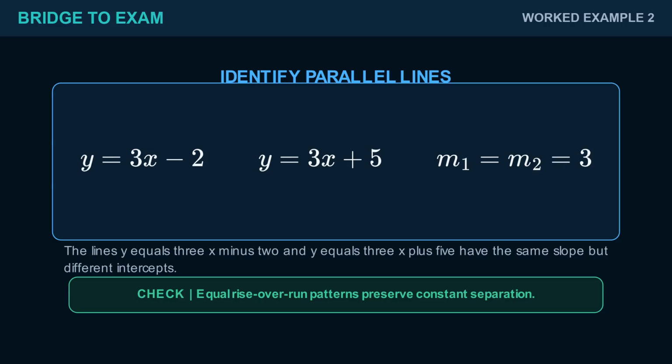Worked Example 2. The lines y = 3x - 2 and y = 3x + 5 have the same slope but different intercepts. They are parallel and never intersect. Check. Equal rise over run patterns preserve constant separation.